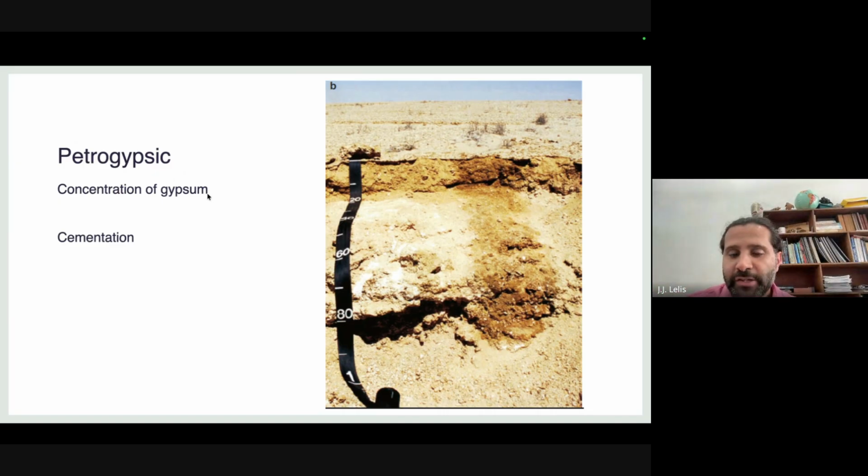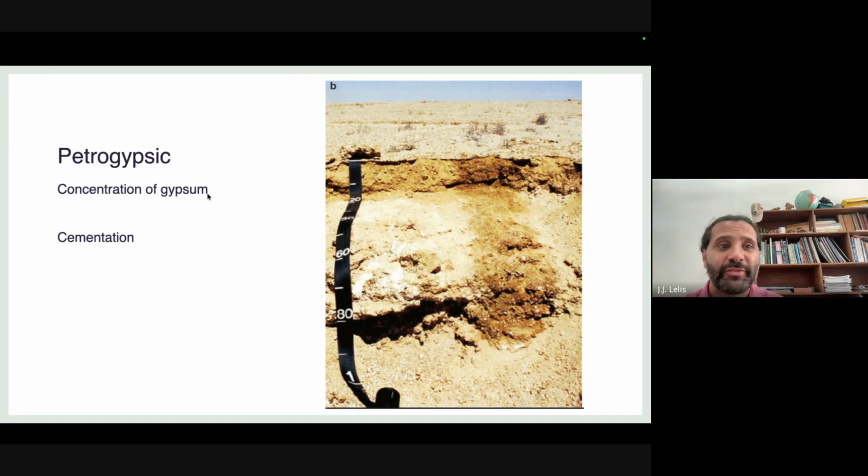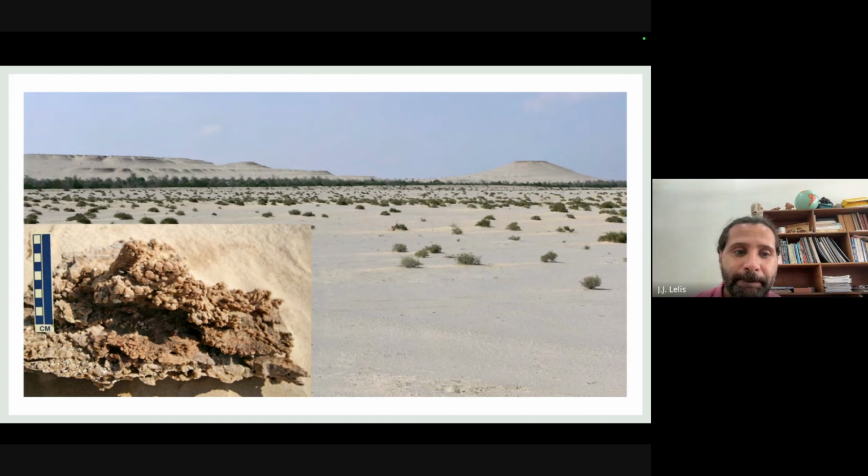Just that. The intense gypsum formation filled basically all the voids, or the majority of the voids, and because of this intense filling of voids, the material is quite dense. So the material is quite cemented and the roots cannot penetrate through the horizon, okay? I never saw a petrogypsic horizon in my life, but I think it could be quite interesting to see, okay?